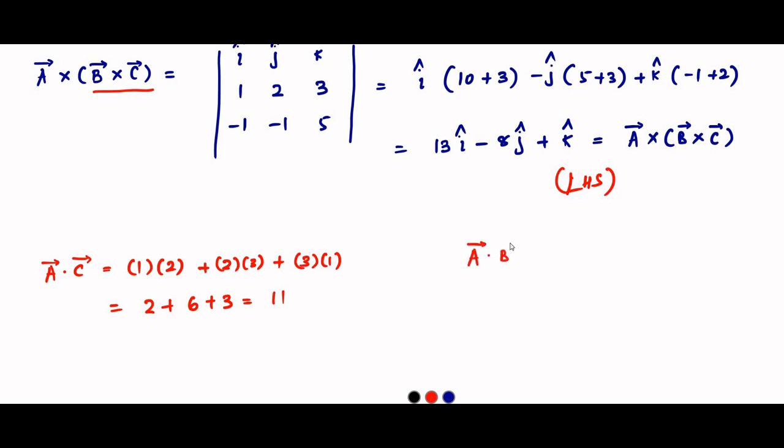Then a vector dot b vector. Again we'll just multiply the respective x, y and z components with each other. So a vector is 1, 2, 3, b vector is 3, 2, 1. So 1 into 3 plus 2 into 2 plus 3 into 1. So that is equal to 3 plus 4 plus 3, which is equal to 10. So we have got a vector dot c vector is 11, a vector dot b vector is 10.